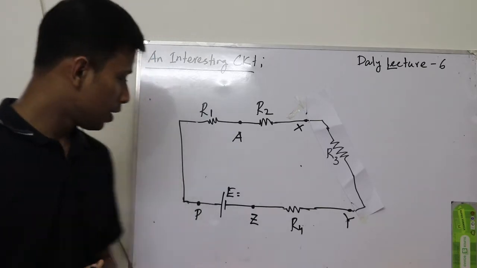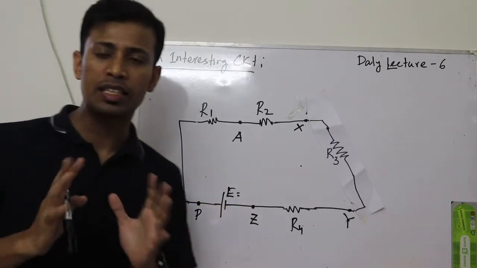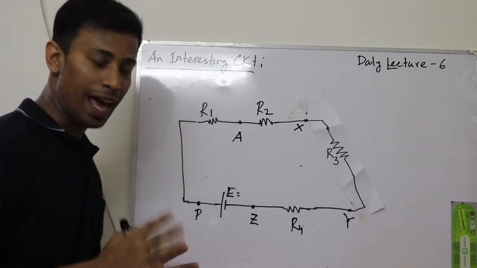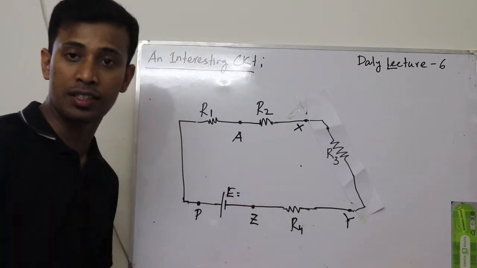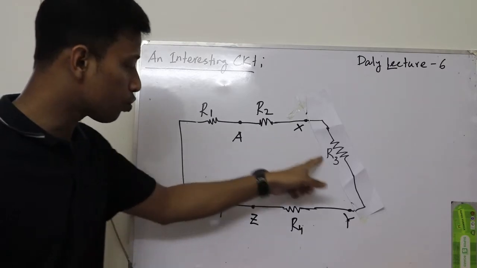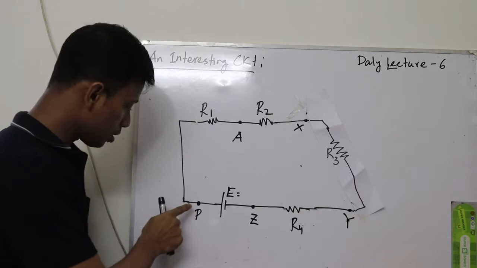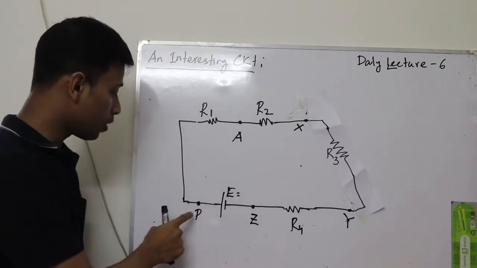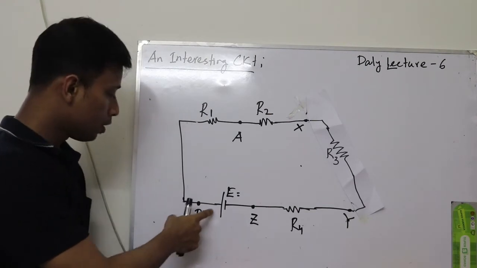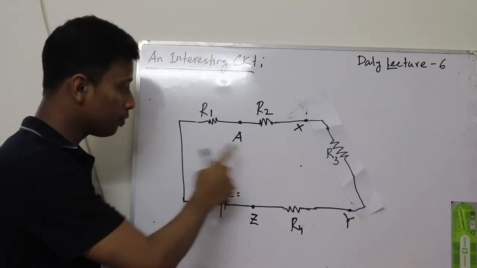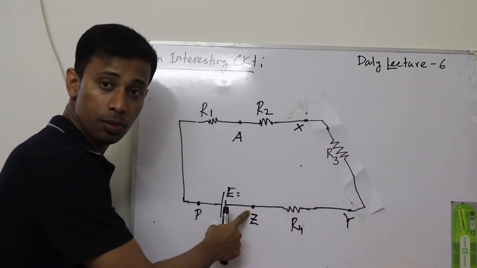So students, you can see that there is a very simple series circuit, and this circuit has 4 resistors in series, 1, 2, 3 and 4, and I just put some points here. This point is P, which is the starting point after the cell. Here we have point A, point X, point Y, and point Z.